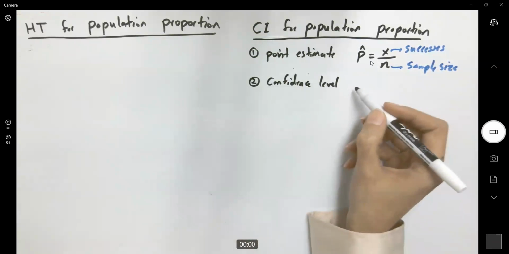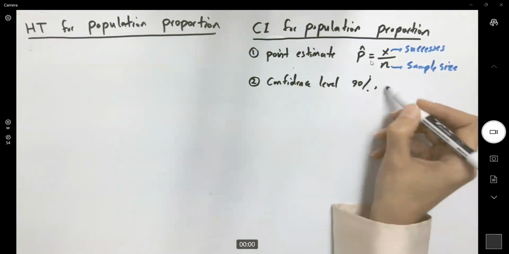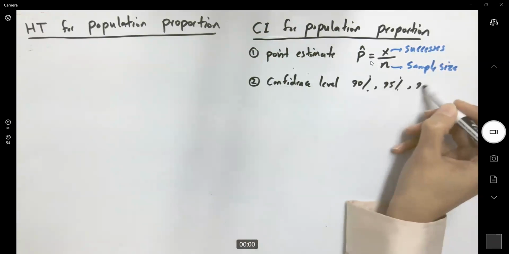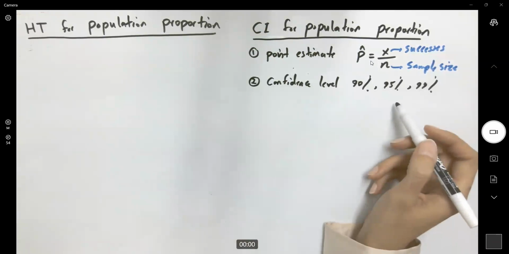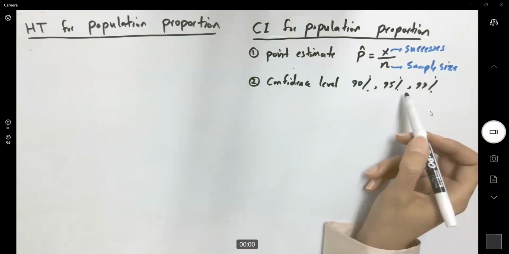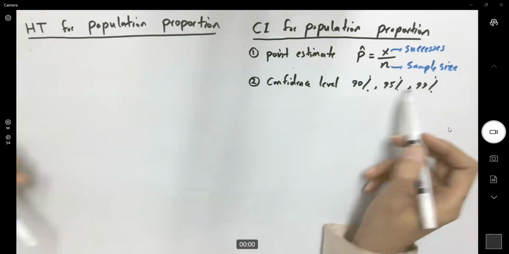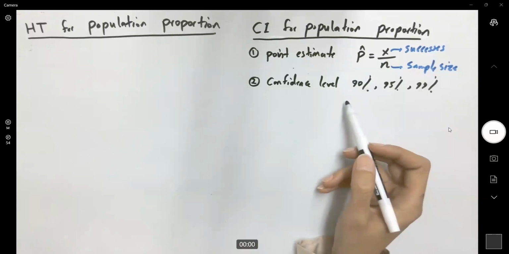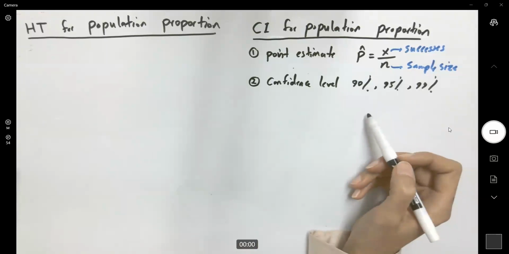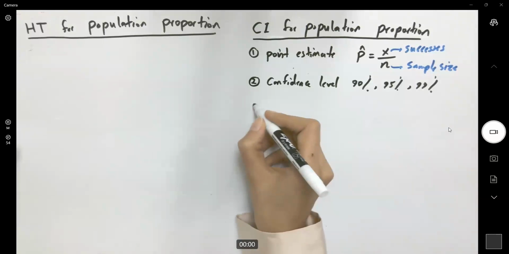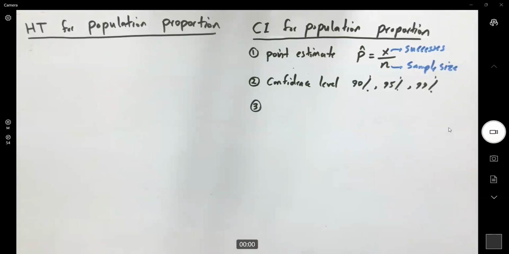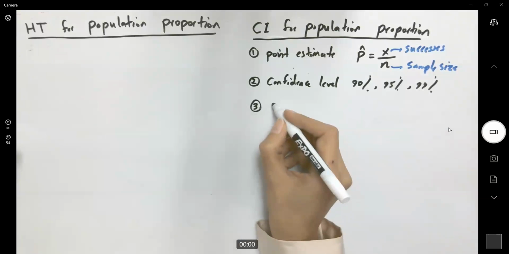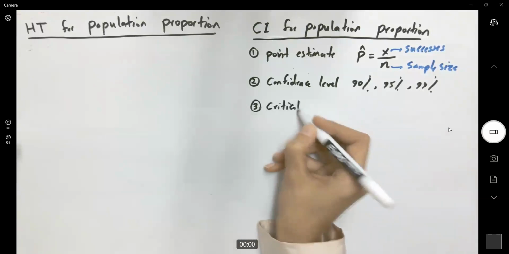This confidence level might be 90%, 95%, 99%. This is the requirement from the person you are doing the project for. We need to know this. If there is no confidence level given, you always select 95%. In the third step, after finding the confidence level, we need to find the critical value.